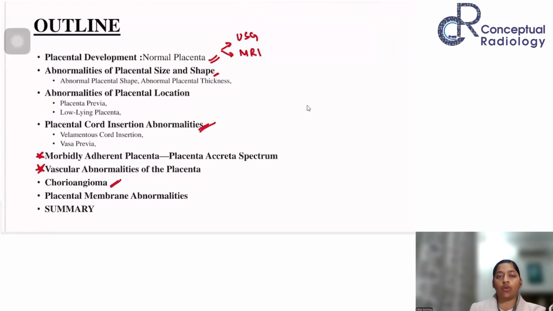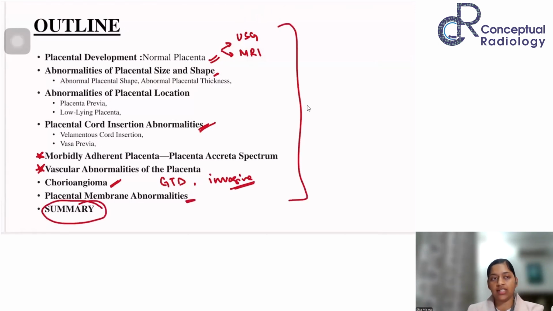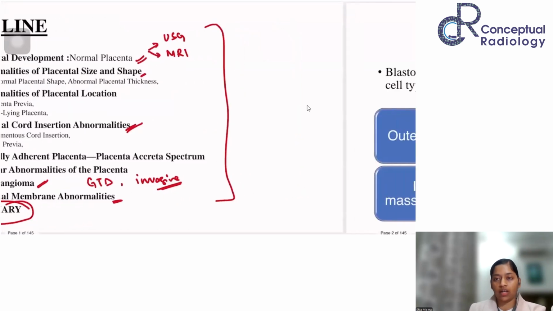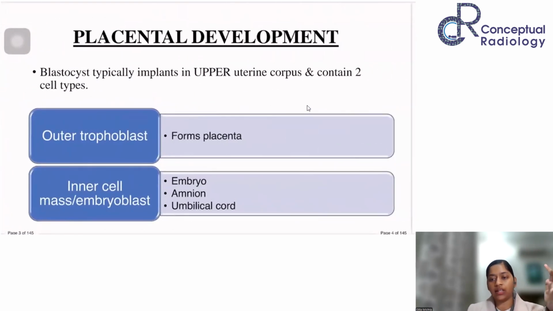non-trophoblastic tumors like chorioangiomas, and some trophoblastic tumors like GTD and the invasive ones. We'll also discuss placental membrane abnormalities and summarize our topic, the entire thing that we have studied in today's evening. So this will be the outline of class. So let's start with the development.